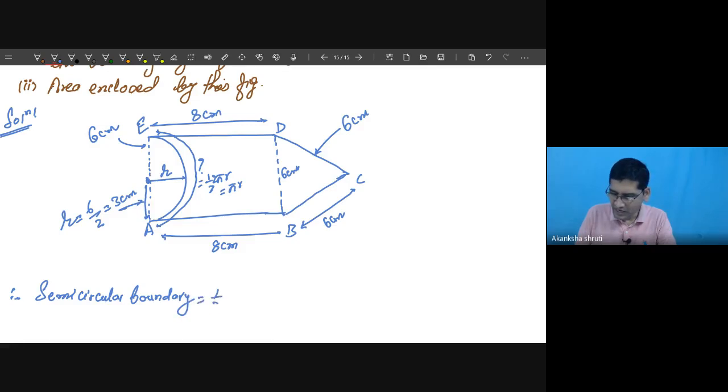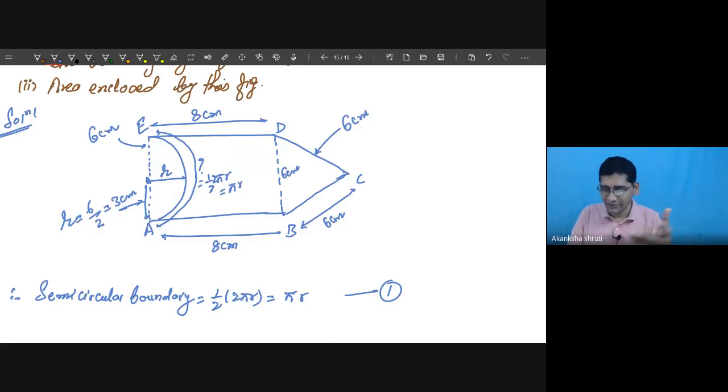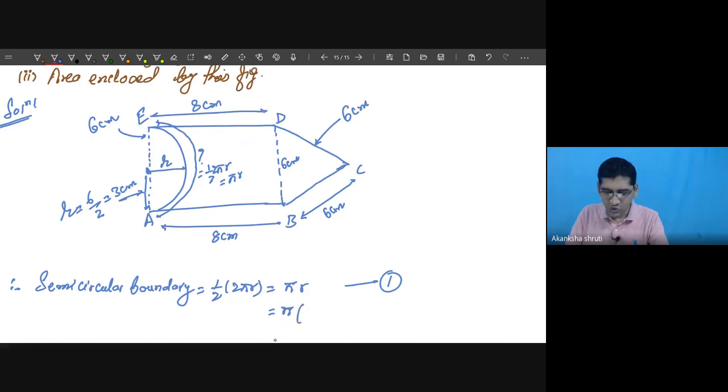is equal to half of 2 pi r. Simply it is pi r. You just keep this as a number. No need to substitute any kind of data. But by the way, if you are substituting the r, then please do not substitute the pi. So you may keep this as pi into a by 2 if you want to write, or b by 2.